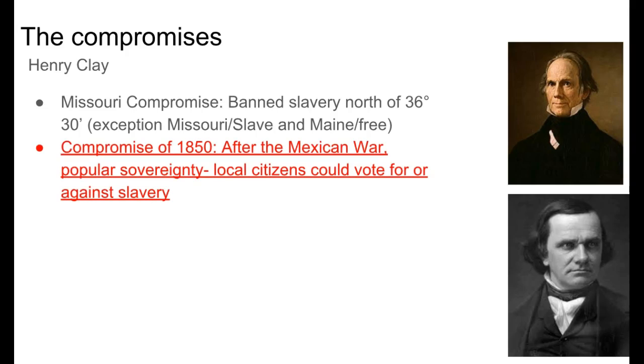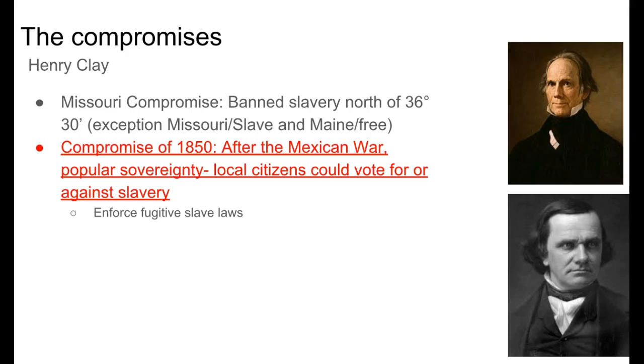The Compromise of 1850. A couple of years later, we had the Compromise of 1850. This was after the Mexican War. And essentially what was decided by Henry Clay and some others was this idea of popular sovereignty, where local officials could vote for or against slavery. So it would essentially be up to the officials in that area or territory if they wanted to allow slavery or not.